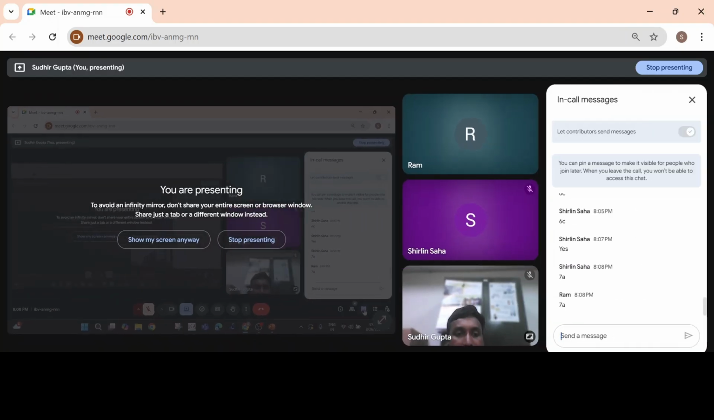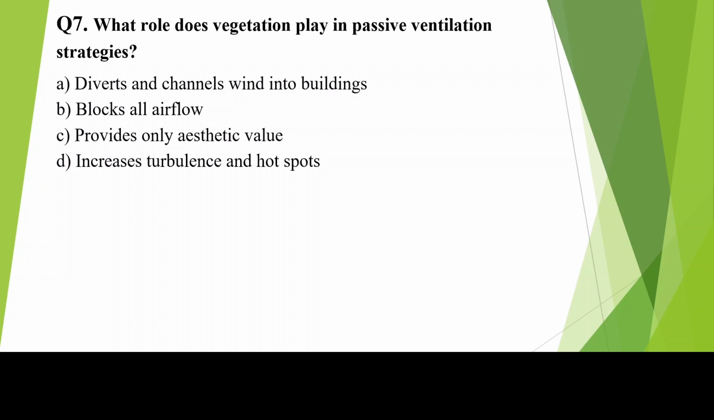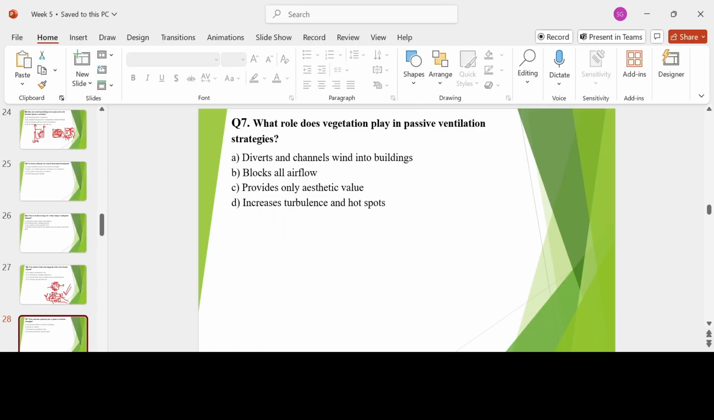So it's good to see that most of the answers that you have marked today, you have marked correctly, and option A is the correct answer for this question number 7. If it is asked in your exams, then you can answer it correctly. Vegetation can redirect the prevailing winds into indoor spaces, which improves the natural ventilation, and this principle is sometimes also used in wind catchers as well. So I hope this is clear to all of you. This concept you are able to appreciate. If it is there, then let me know.